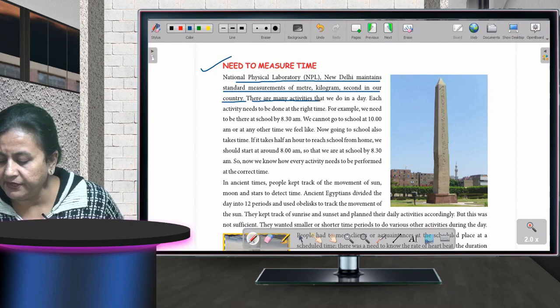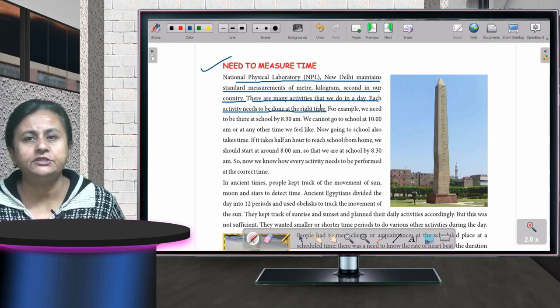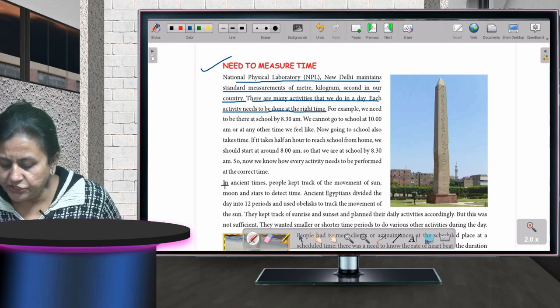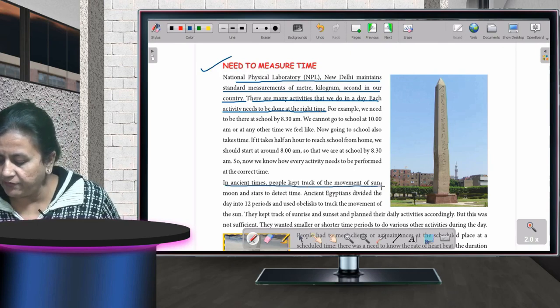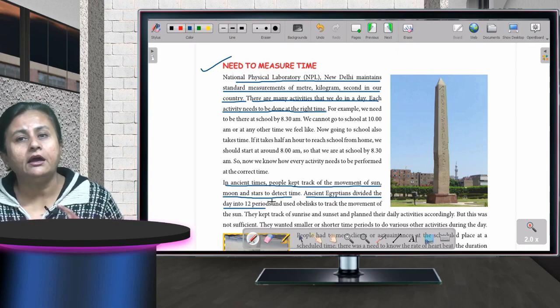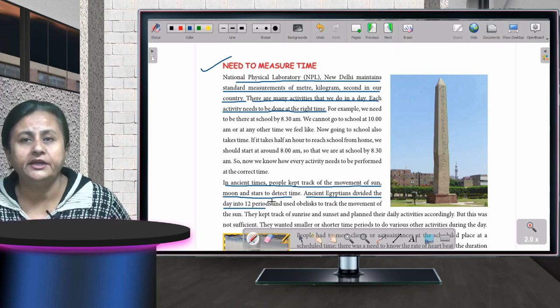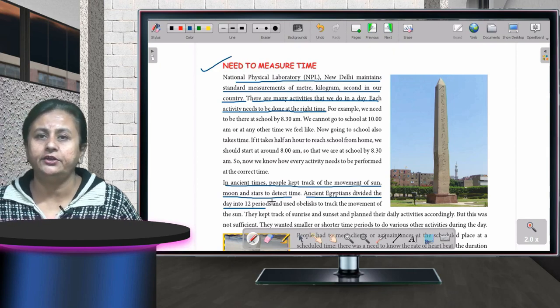There are many activities that we do in a day. Each activity needs to be done at the right time. That I told you right now also. Now, in ancient times, people kept track of the movements of sun, moons and stars to detect time. Ancient Egyptians divided the day into 12 periods. But now, our day is divided into 24 parts. That means a day has 24 hours. But earlier, during the Egyptian times, the time was divided into 12 periods.